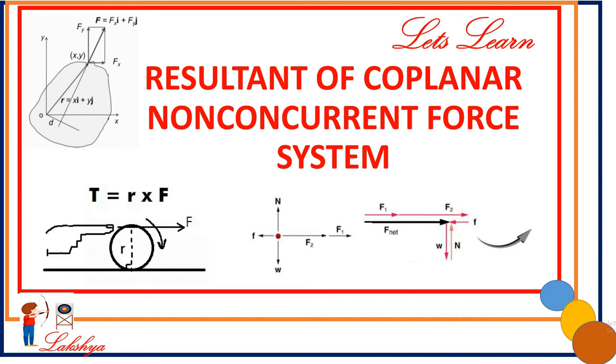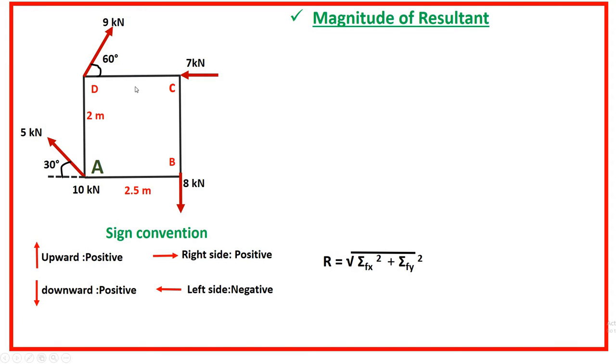Let us solve a very simple example of the resultant of a co-planar non-concurrent force system. First of all, this is our data. Now look over here at the sign convention. Here this is the assumed sign convention, okay? Upward is positive, downward is negative, right side force is positive and left side force is negative. Here we are going to determine the magnitude, direction and position of the resultant force.